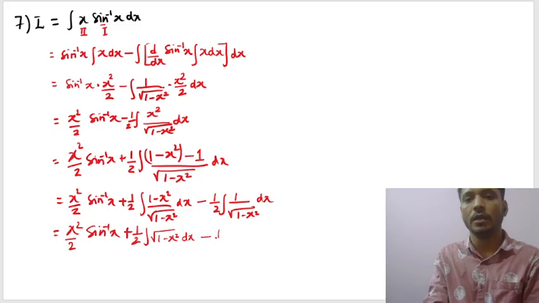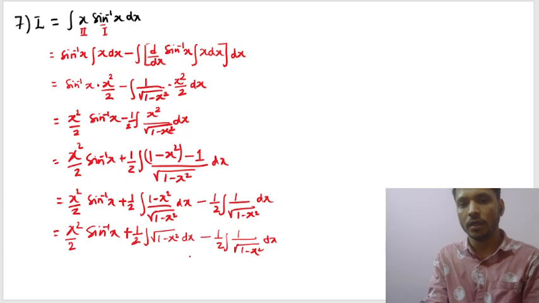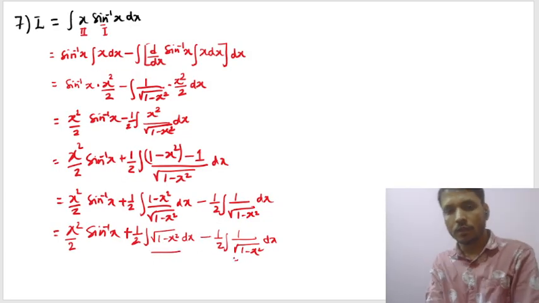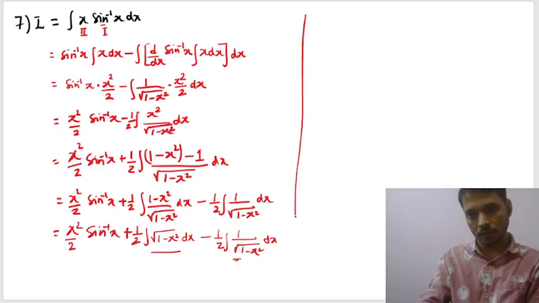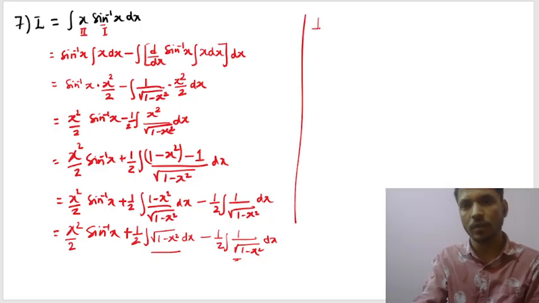And here we have minus 1 by 2 under root of 1... Actually, here we could write the answer also directly because it is directly formula based. Both are direct formula based. So here we can write the answer of this integration I is equal to, first of all, it is x square by 2 sine inverse x will be as it is.